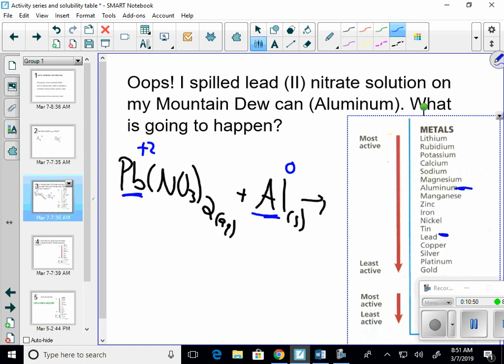The entire point of this activity series is for you to see whether or not things react. Because in the lab today, you're going to be mixing things together. Some things will create a change, some things won't.